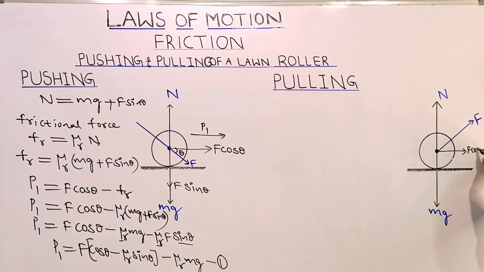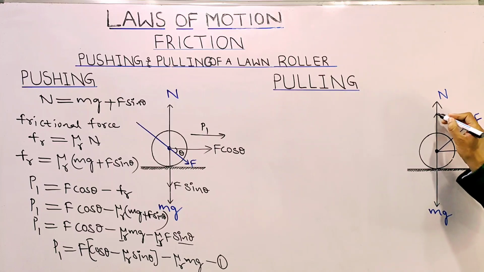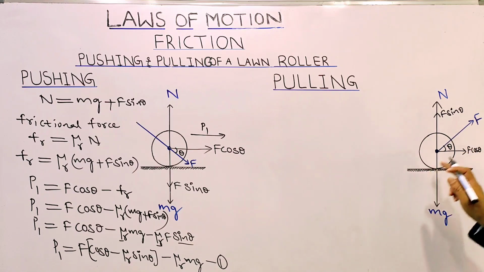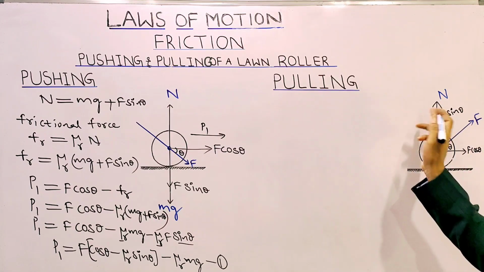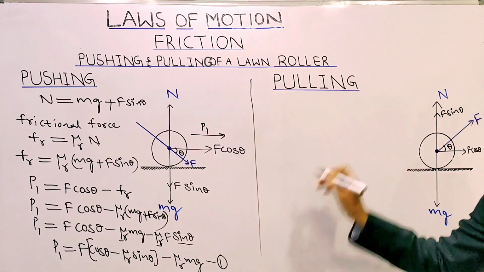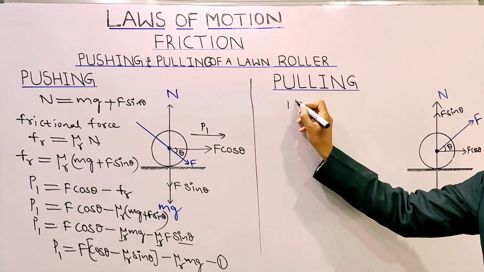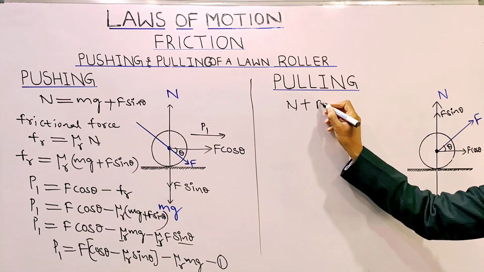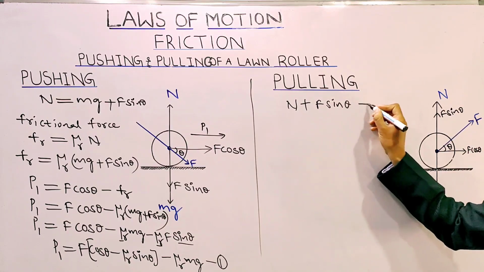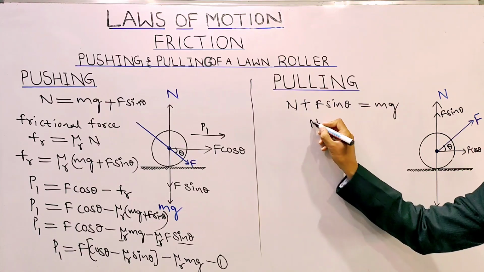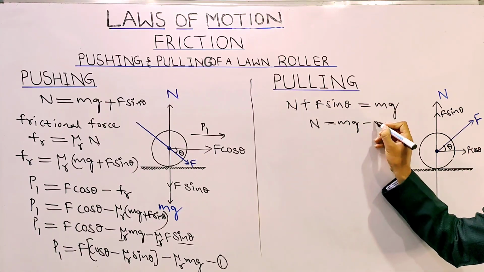This pulling force I am resolving into two rectangular components. One is F cos theta, the other is F sin theta. With the horizontal the angle is theta, so the horizontal force is F cos theta and the vertical force is F sin theta. In the pulling case, upward forces are equal to downward forces. Upward forces are N plus F sin theta, which is equal to mg. So N equals mg minus F sin theta.